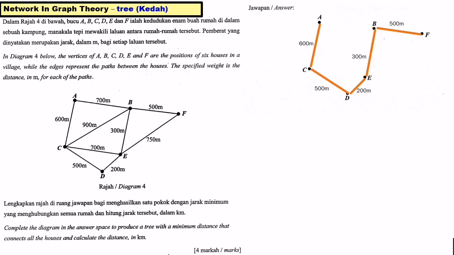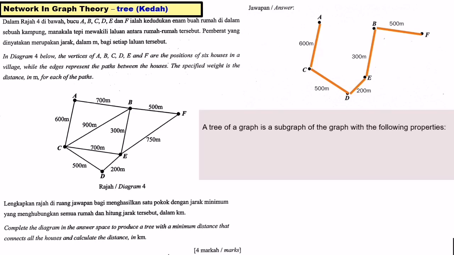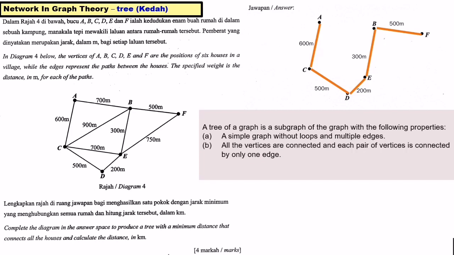This is a tree. I hope you still remember the properties of a tree in network in graph theory. Let us look at the definition again. A tree of graph is a subgraph of the graph with the following properties. A simple graph without loops and multiple edges. All the vertices are connected and each pair of vertices is connected by only one edge. The number of edges equals number of vertices minus 1. And another very easy way to recognize it is a tree is, a tree doesn't have any closed diagram.